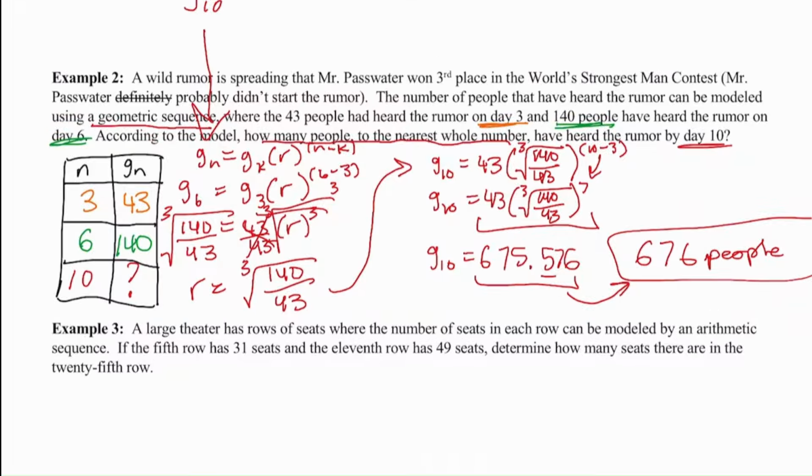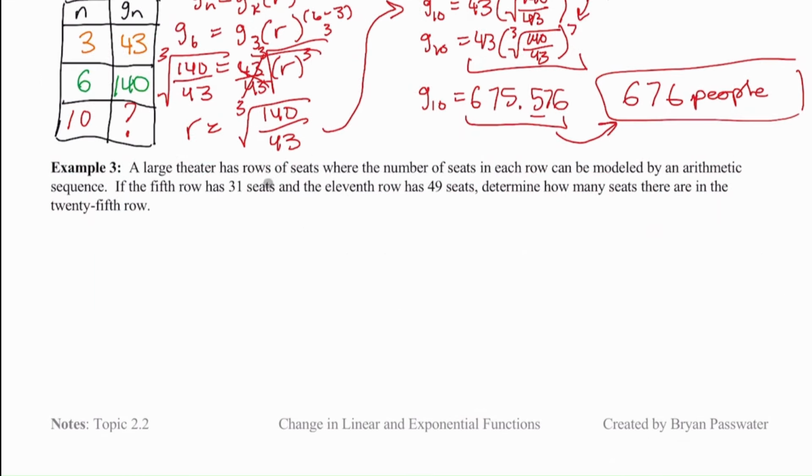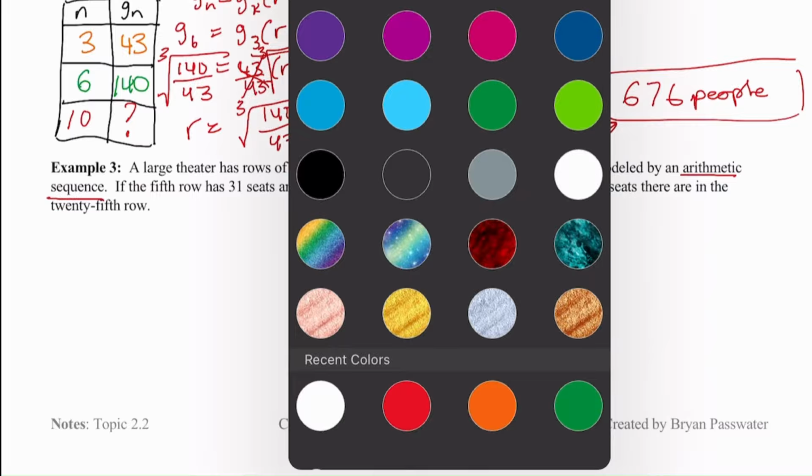So now moving on to example 3. A large theater has rows of seats where the number of seats in each row can be modeled by an arithmetic sequence. So let's underline that. If the 5th row has 31 seats and the 11th row has 49 seats, determine how many seats there are in the 25th row. So that's quite the jump there. So let's underline these numbers.